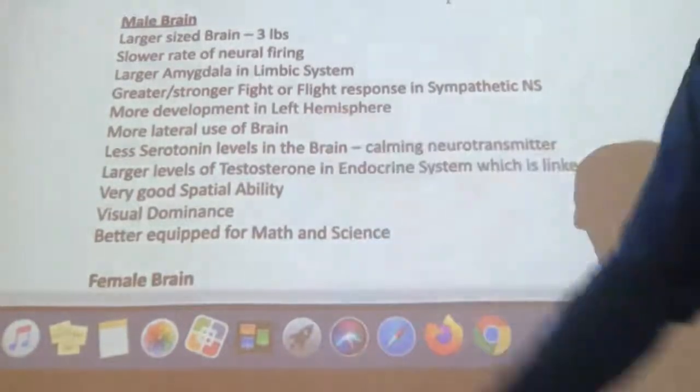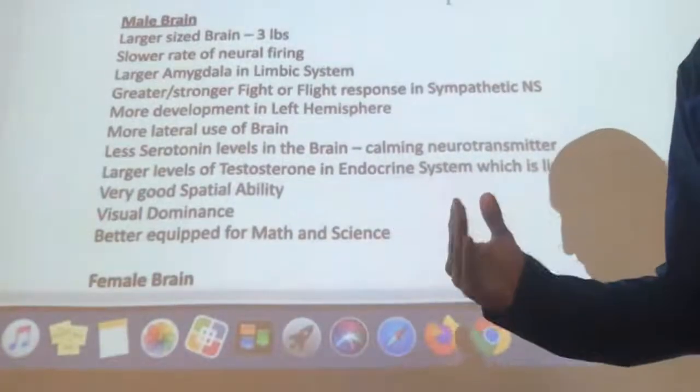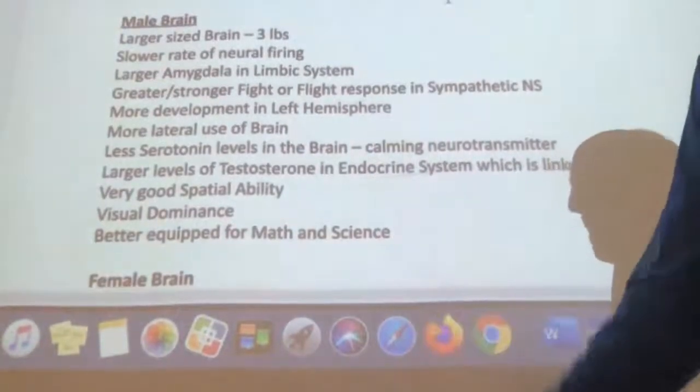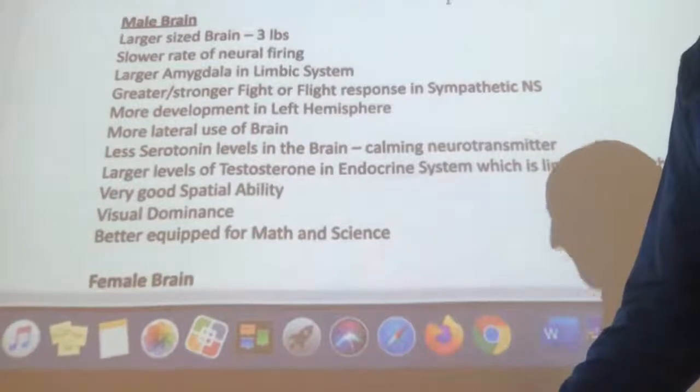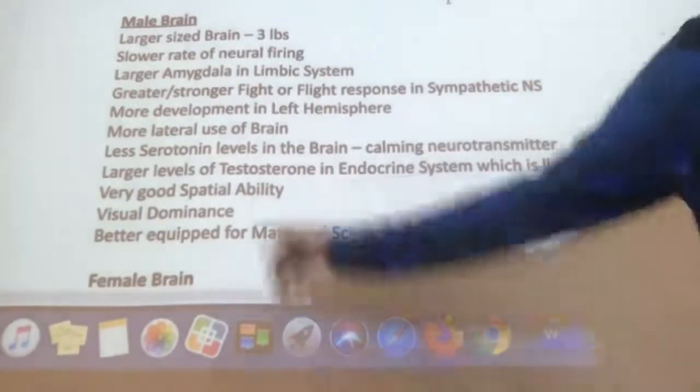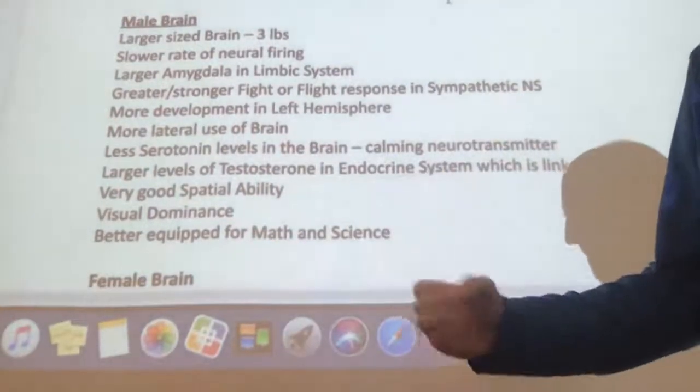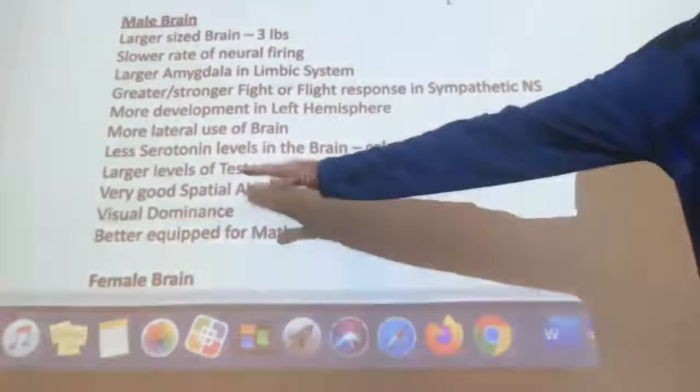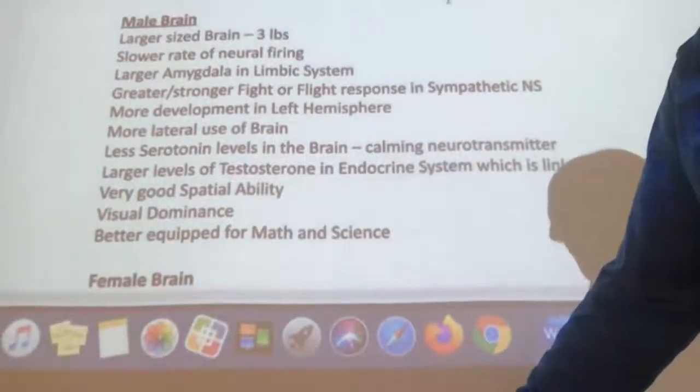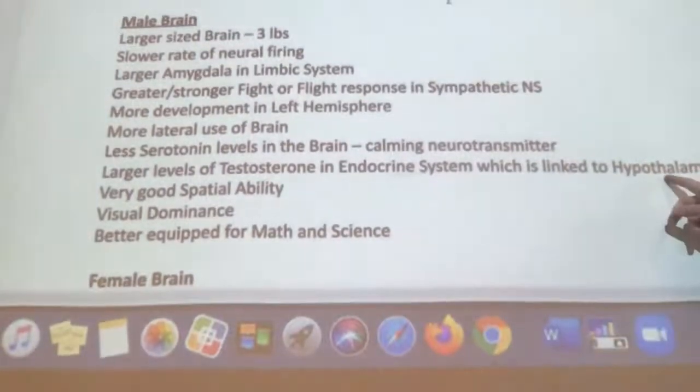We like the left hemisphere of the brain. Again, we use all of our brain all of the time, okay? But the males do like accessing the left hemisphere, okay? We have less serotonin, which is the positive calming neurotransmitter. We have more levels of testosterone in our endocrine system, which is controlled by the hypothalamus again.